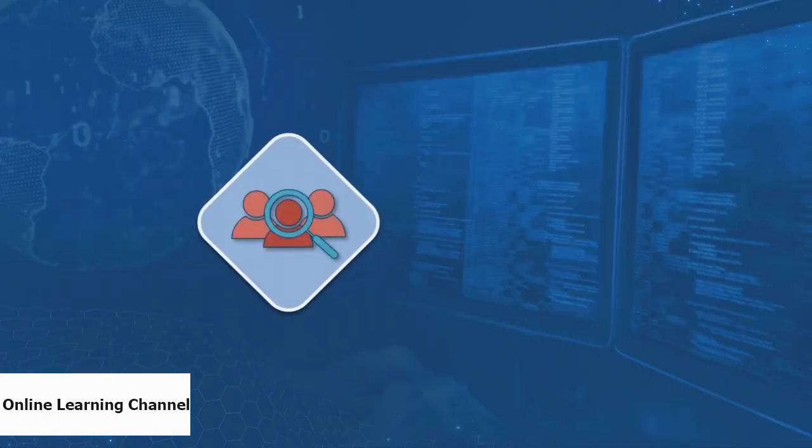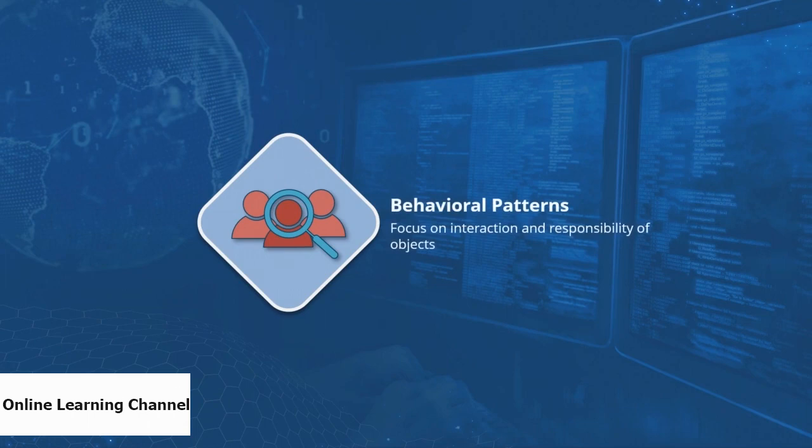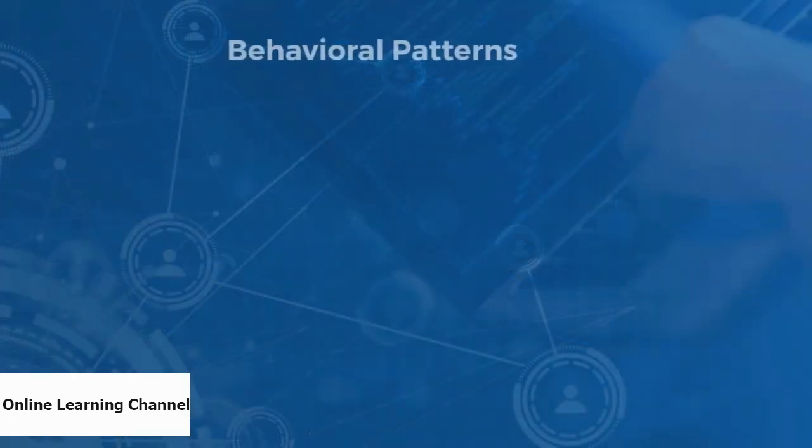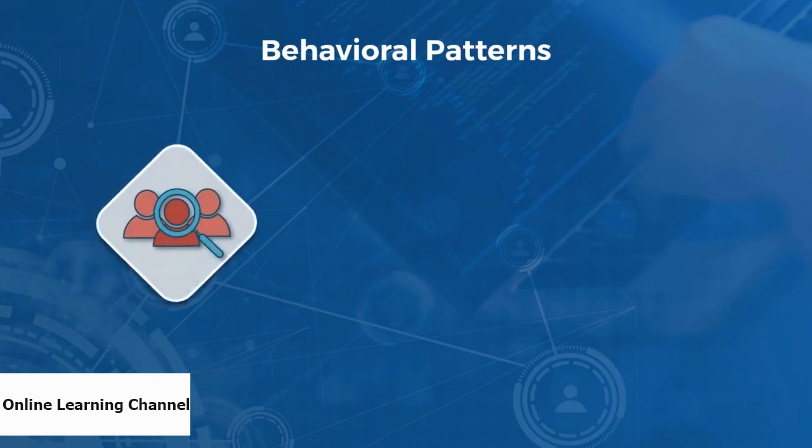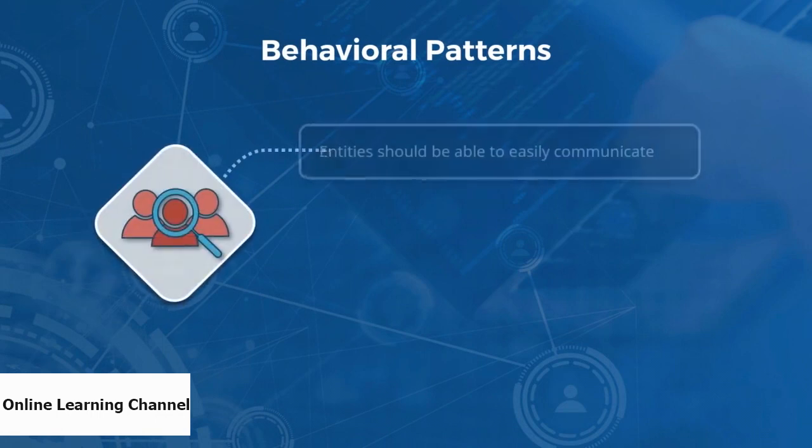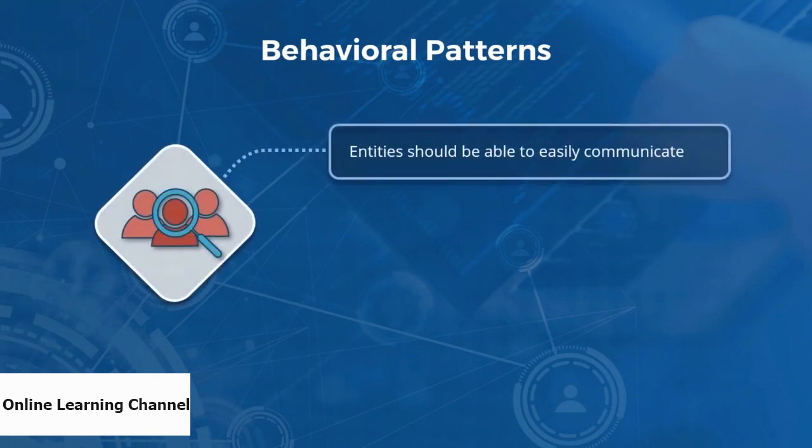And finally, we have behavioral patterns that focus on the responsibility of individual components and how they communicate and interact with one another. Now, all of the moving parts in your system, your components, need to be able to interact and communicate with one another. Entities should be able to easily communicate with one another. This communication should be clear, well defined, and should have a clear flow from one component to another.